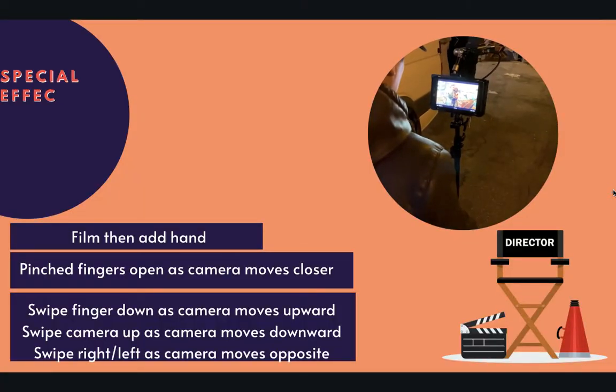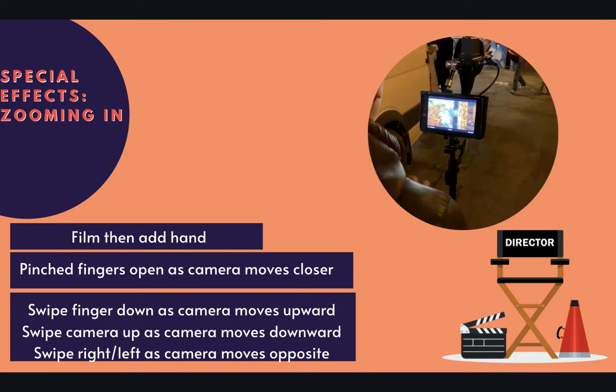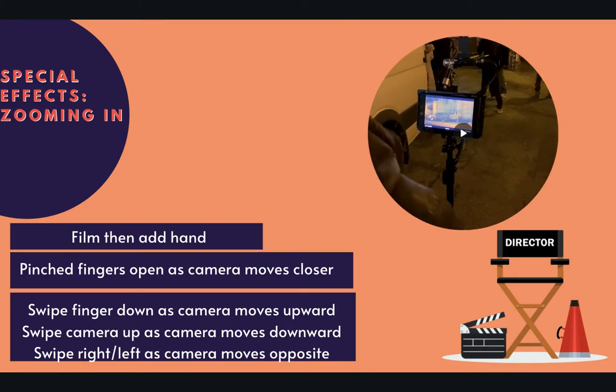So in this activity of making special effects by zooming in, you want to film and then add your hand into the picture. Pinch fingers open as the camera moves closer. Swipe fingers down as the camera moves upward. Swipe camera up as camera moves downward, and swipe right or left as the camera moves in the opposite direction.